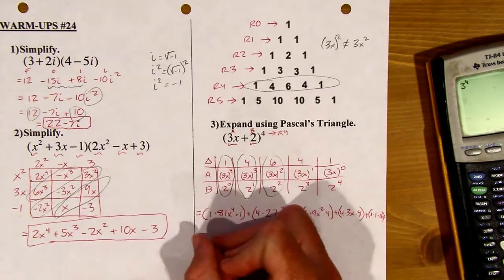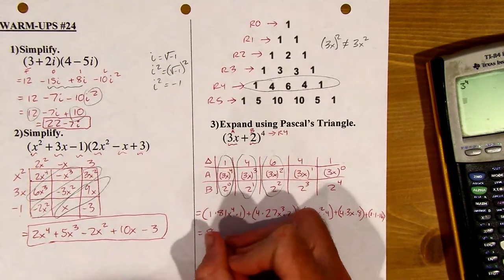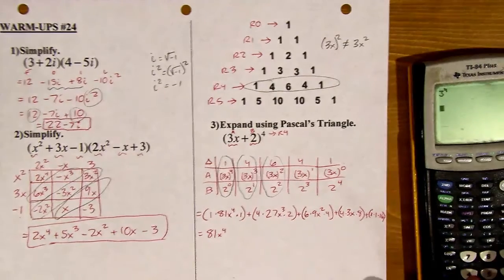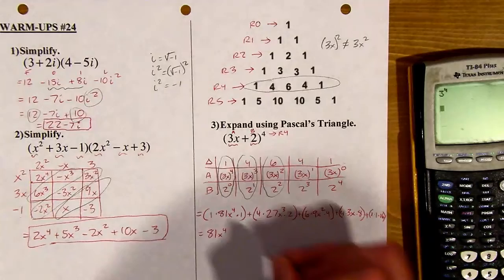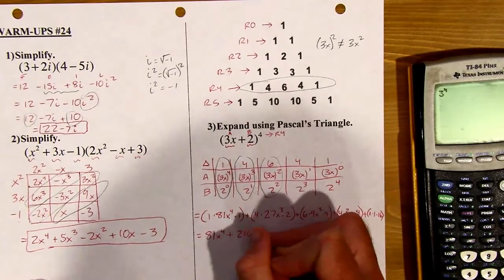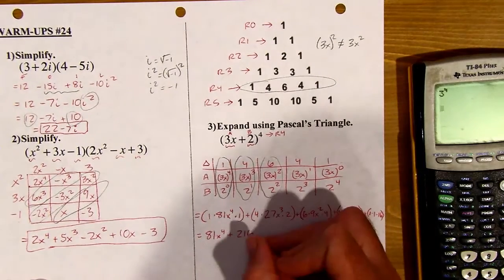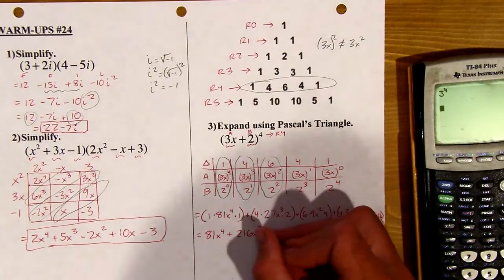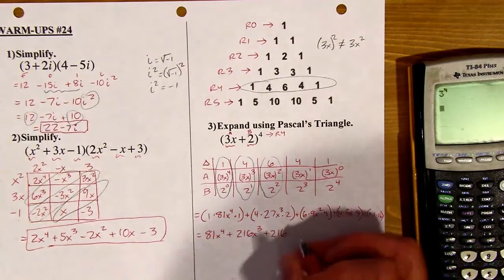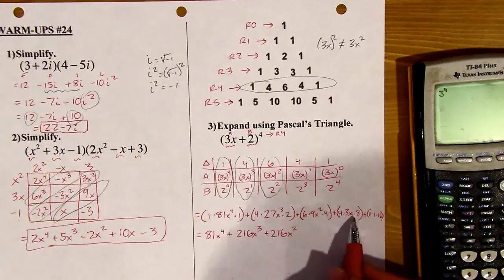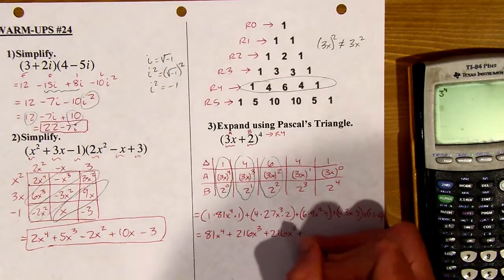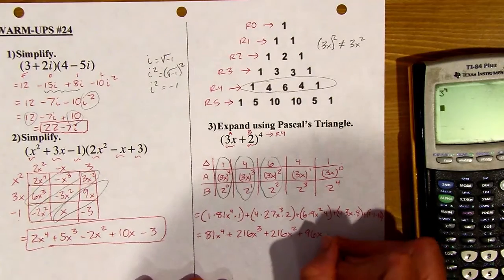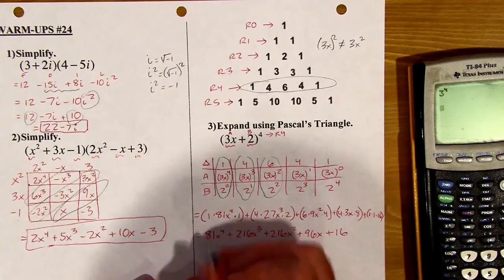Okay? Then I'll just start simplifying. I can see this first one's pretty easy. 81x to the 4th, because we're just multiplying by 1 twice. Okay? 4 times 27 times 2 is going to come out to 216. Okay, that's 4 times 27 times 2, and then I've got x to the third. Okay? 6 times 9 times 4 is also 216. And then I've got an x squared. Okay? 4 times 3 times 8 is going to come out to 96. And 1 times 1 times 16 is 16. Okay?